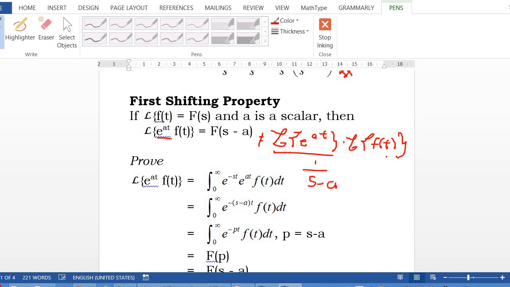Please take note of that. So if you have the product form of f(t) multiplied with exponent at, you have to use the first shift property. You find the Laplace transform for f(t) first, which is F(s), and then multiply with exponent at, where s here you replace by s minus a.